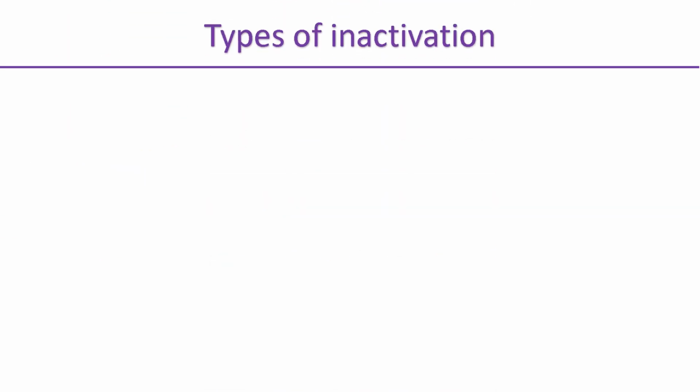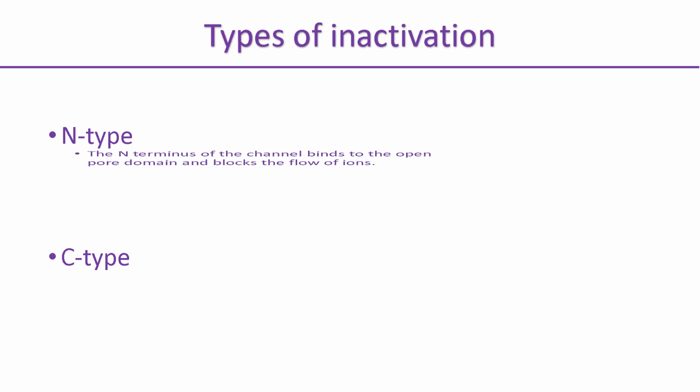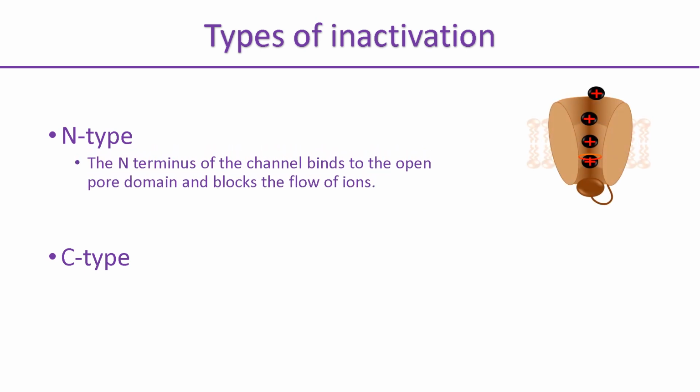There's more than one way that an ion channel can become inactivated. Two processes have been identified and are known as N-type and C-type inactivation. N-type inactivation involves part of the N-terminus of the channel protein, which plugs the pore, as illustrated in the kinetics cartoon that I've just shown you.